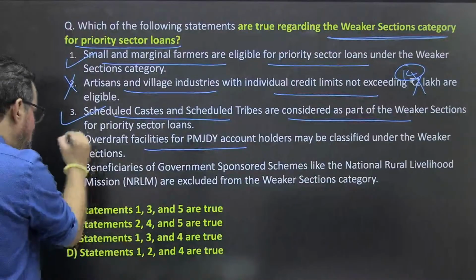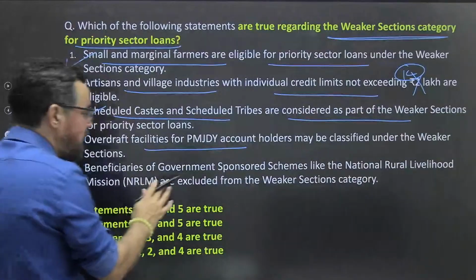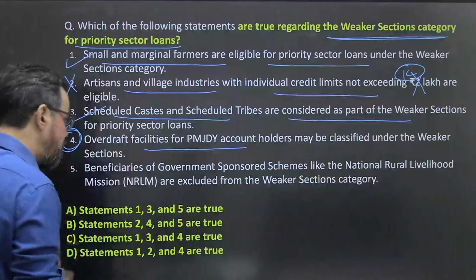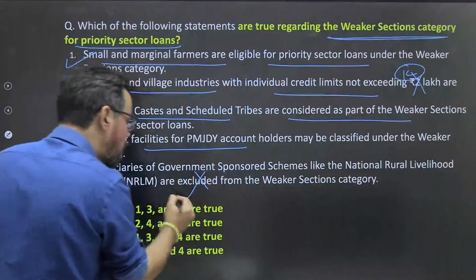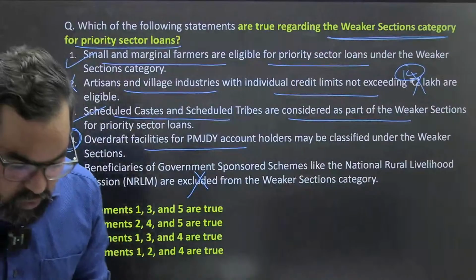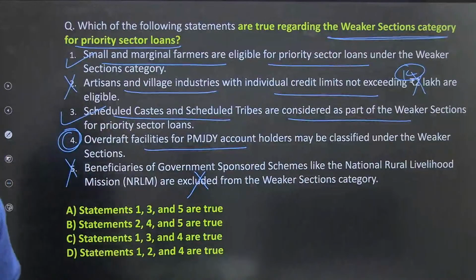Okay, anyone who want to comment on this? Beneficiaries of government sponsored scheme like National Rural Livelihood Mission are excluded. They are also included in this one. They are included under the priority sector. What about this statement, guys? Statement 4, anyone who want to comment on this particular statement 4?